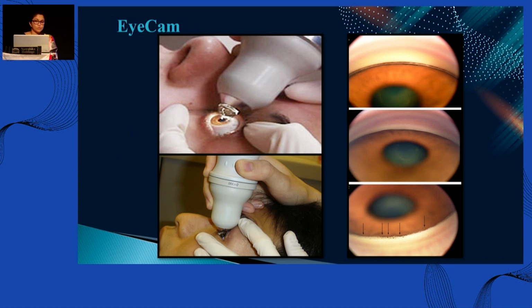iCam is another way to image the anterior chamber angle. The iCam was originally designed to obtain wide field photographs of the retina in pediatric cases. However, the modified optical technique can be used to assess the anterior chamber angle, and they have shown a good agreement between the iCam and gonioscopy findings.